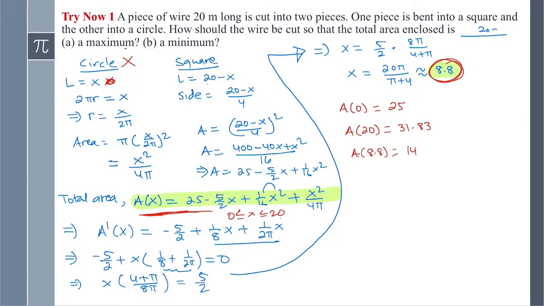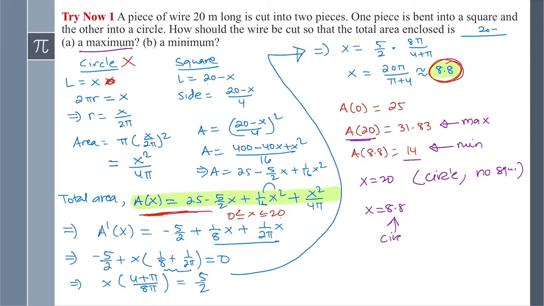So now this is what this suggests. We have a maximum right here, and a minimum right here. As per the question, we get the maximum if we take x equals 20, meaning we take the whole wire and make a circle, no square. In that case, we get the maximum area. We get the minimum area if we take x equals 8.8 for the circle, and for the square it is 20 minus 8.8, which is 11.2. So if we take 11.2 and make a square, and take 8.8 and make a circle, that gives us the minimum area. So that's what this means.